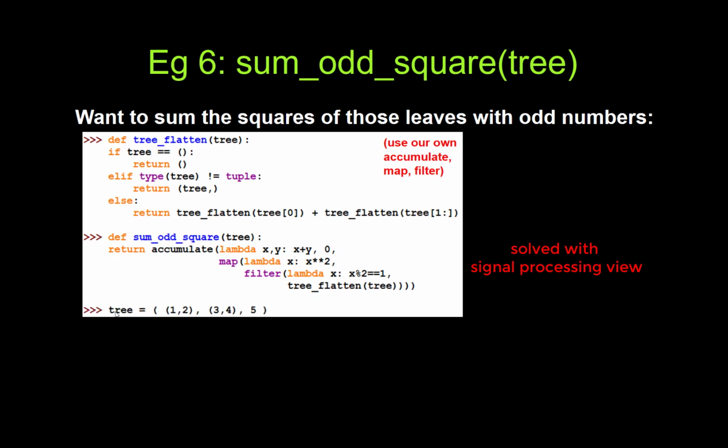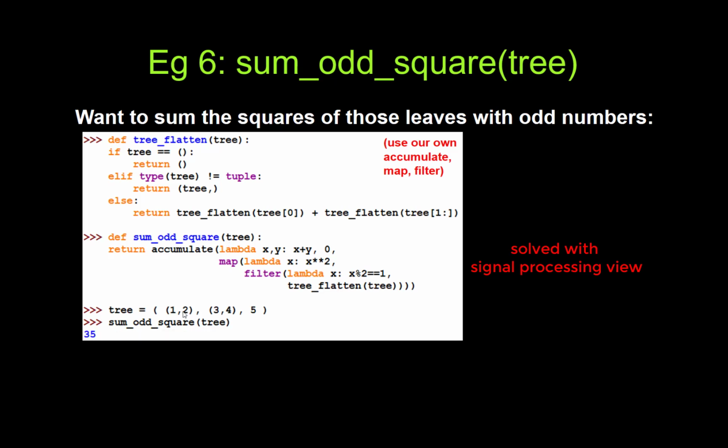If we try with our usual tree, 1, 2, 3, 4, and 5, the sum odd square of the tree, you call this function, you will get 35. Why? 1 is odd, 2 is not, 3 is odd, 4 is not, 5 is odd. So we take the square of 1 plus square of 3 plus square of 5 to get 35.